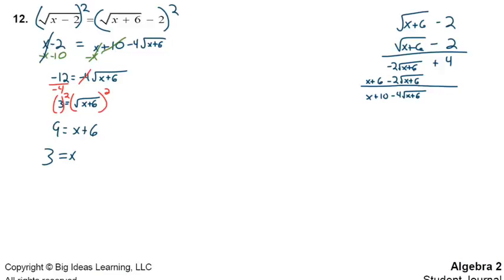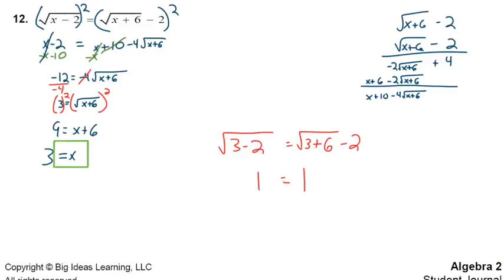So let's try it out. If I do the square root of 3 minus 2, well, that's 1. And the square root of 3 plus 6 minus 2: 3 plus 6 is 9, the square root of 9 is 3, minus 2 is also 1. Good. 1 does equal 1 last time I checked. So that is a legitimate solution.